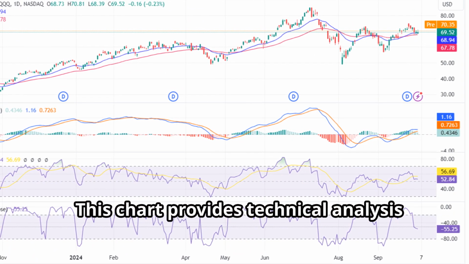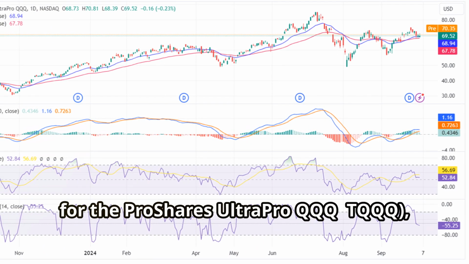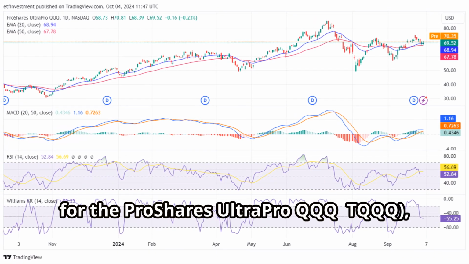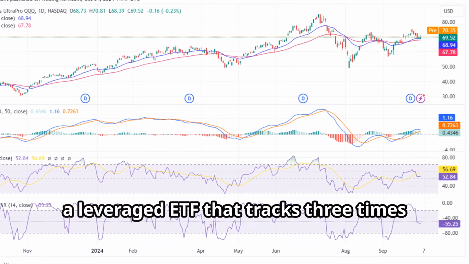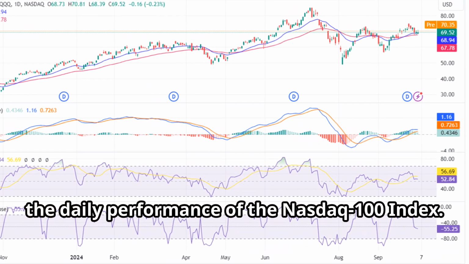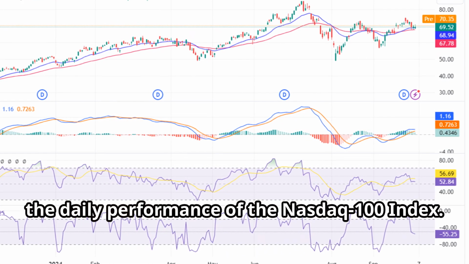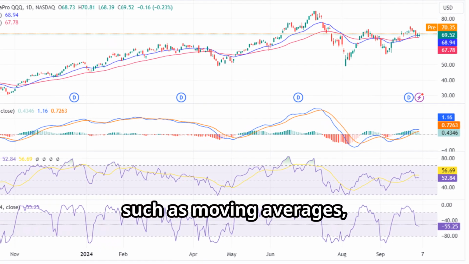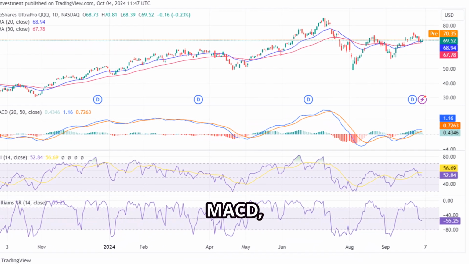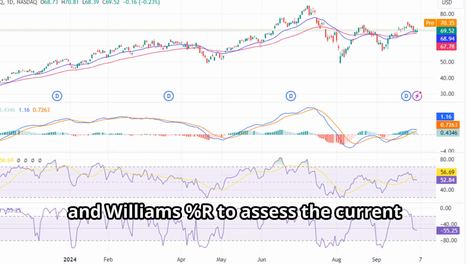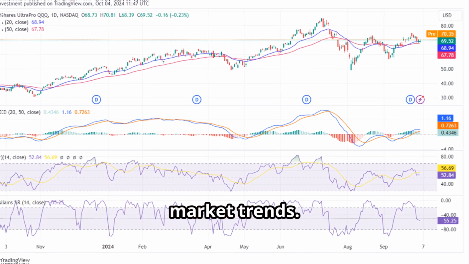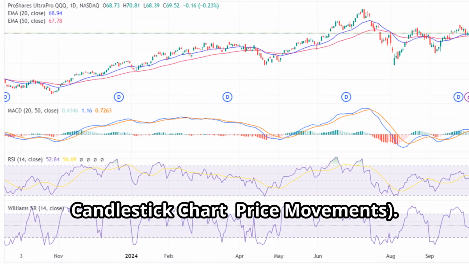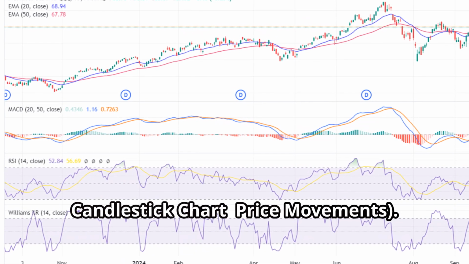This chart provides technical analysis for the ProShares UltraPro QQQ, TQQQ, a leveraged ETF that tracks 3 times the daily performance of the Nasdaq 100 index. The analysis includes various indicators such as moving averages, MACD, RSI, and Williams %R to assess the current market trends. 1. Candlestick chart. Price movements.